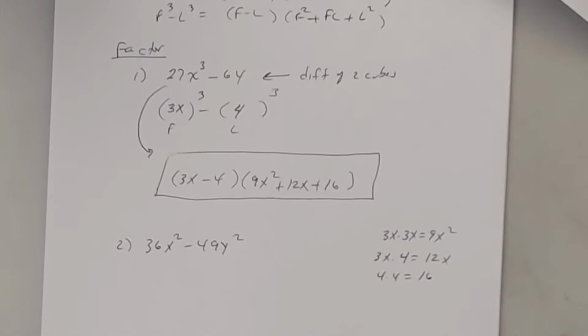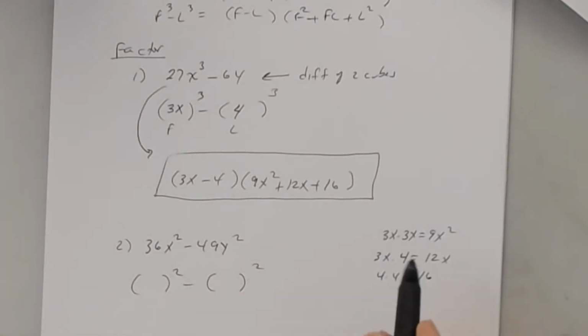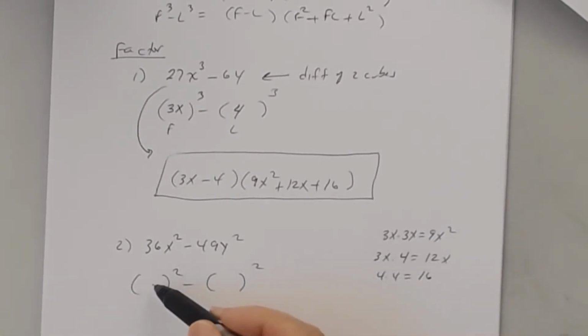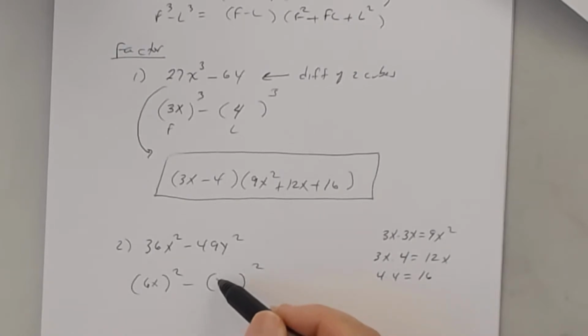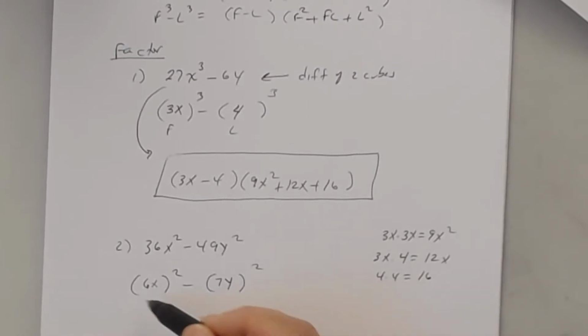No, for one thing, x is being raised to what power? The second. So you want to see if this is the difference of 2 squares. And it is the difference of 2 squares if I can fill in these parentheses. What's inside the first parentheses? 6x, because 6x times 6x is 36x squared. What's inside the second parentheses? 7y. So there's my F, there's my L.